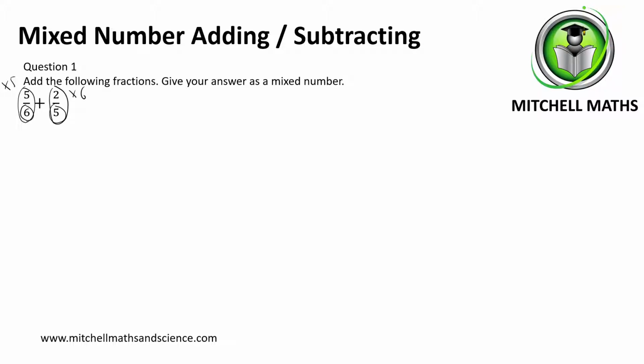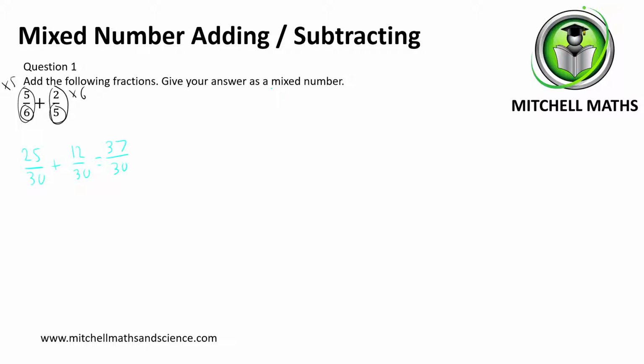So I need to multiply this fraction by 5. I need to multiply this fraction by 6. And that'll give me, well, 5 times 5 is 25 over 30, plus 12 over 30. And 25 plus 12 will give me 37 over 30.